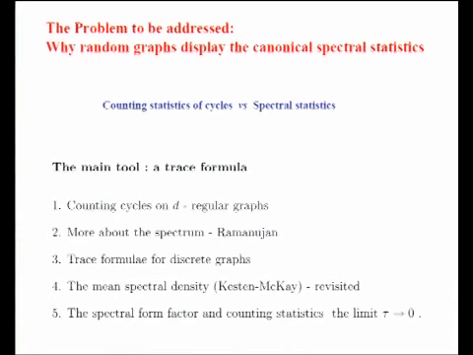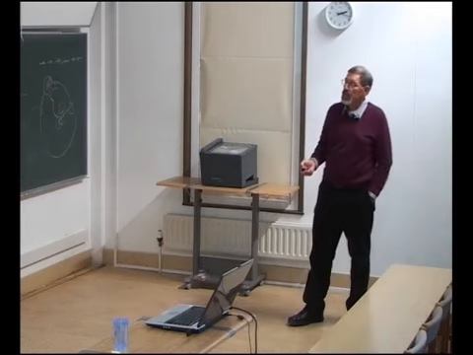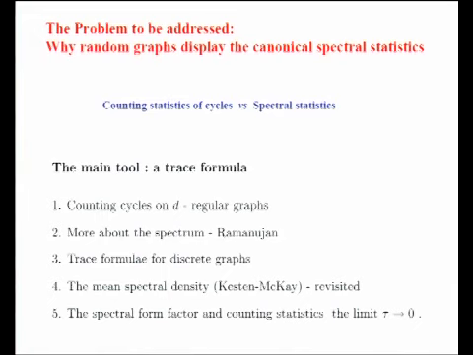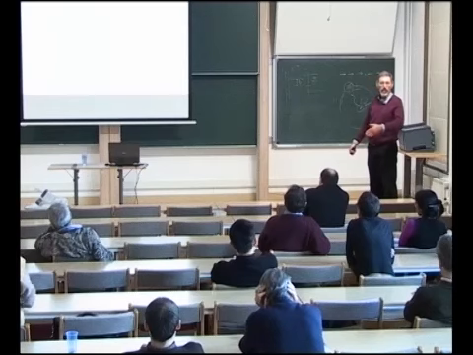So what is the plan of the talk? I'll tell you again what I know, which is more or less what is known about counting cycles on d-regular graphs in the limit of large graphs. I'll speak about the spectrum and introduce Ramanujan. I'll speak in detail about the trace formula for the discrete graphs. I'll repeat a discussion of the Kesten-McKay from a different point of view. And then I would like to show you that we can actually compute this function K of tau, the form factor which I showed you, to leading order in its Taylor expansion near 0 and find the prediction of random matrix theory.